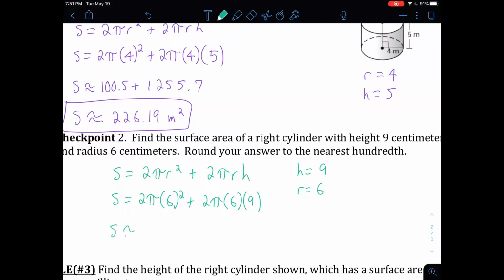Surface area is going to be approximately, when you multiply those together and add them up, you should get 565.49 centimeters squared. And then also, even though it's a 3-dimensional shape, we do square meters and square centimeters because it's still like square footage in a 3-dimensional shape.